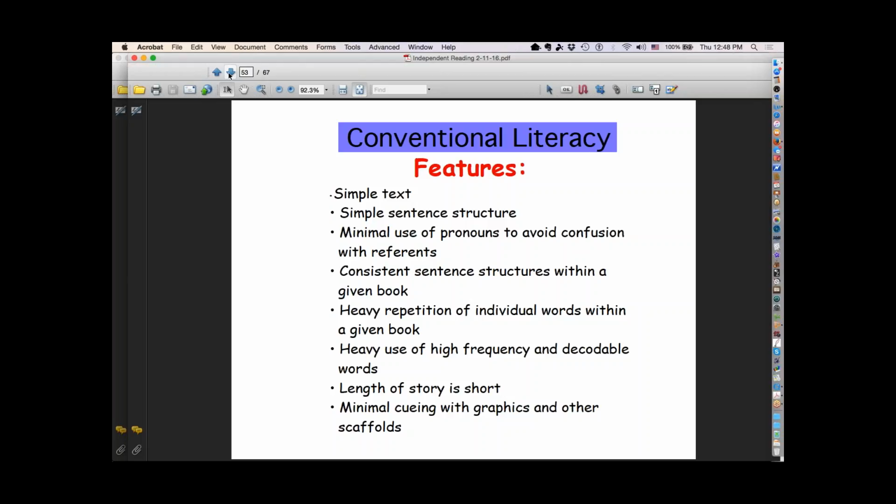And so we're taking those words and repeating individual words, but not in the same location in a sentence. So we can't just know that word number 3 is going to be like. So we really have to read the words. Very heavy use of high-frequency words and easily decodable words. So a high-frequency word, we've looked at the words in the top 330 most frequent words.